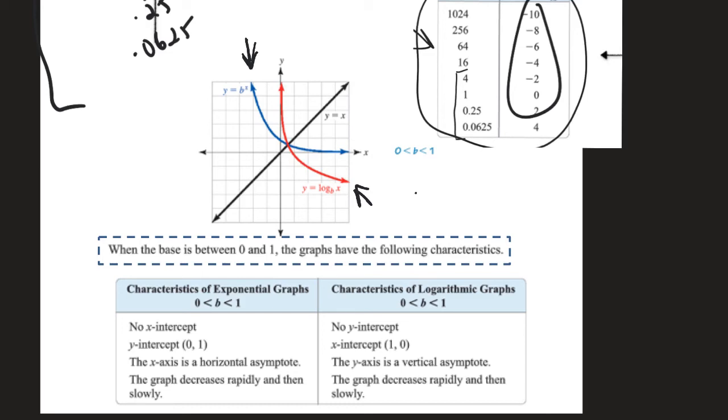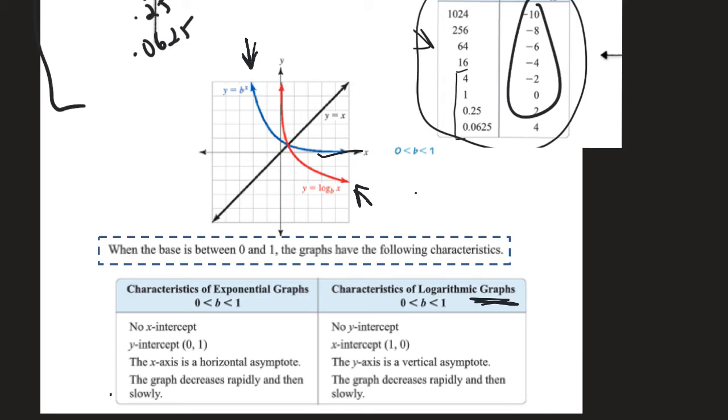Notice that the exponential graph has no x-intercept. That's the blue one. The y-intercept of it is (0, 1). The x-axis is a horizontal asymptote. It's approaching the x-axis. And the graph decreases rapidly and then slowly. And then if we look at the log graph, it has no y-intercept. The x-intercept is (1, 0). The y-axis is a vertical asymptote.